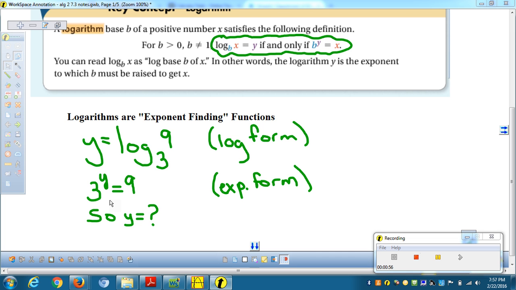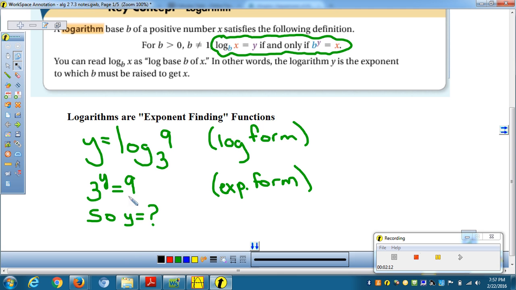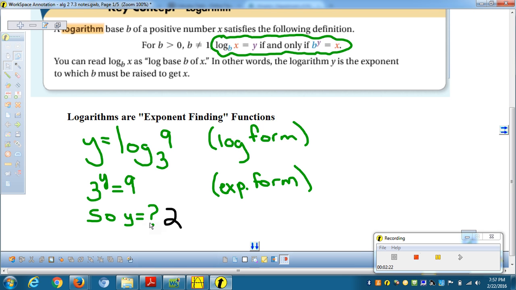So given that, by changing the look of this expression, changing to exponential form, we would be able to solve this. 3 to the y equals 9, well, that must mean that y equals 2, because 3 squared is 9. So that also means that log base 3 of 9 equals 2, because we just solved for that y. So in the homework tonight, you will be switching back and forth between log form and exponential form.